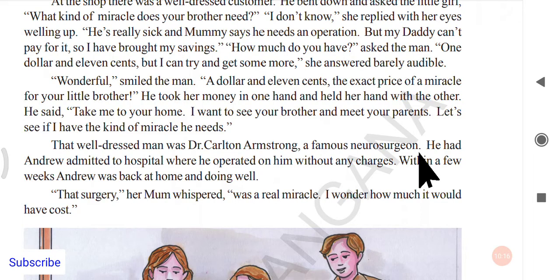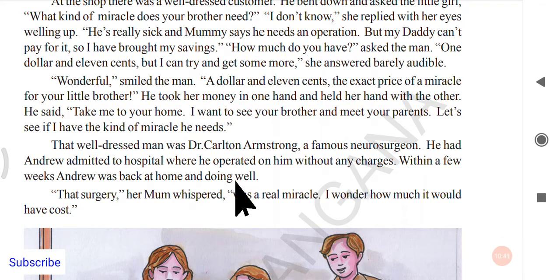See here, how lucky she was. Okay, so the doctor was speaking to her so far, and this little girl doesn't know he was a famous neurosurgeon. So he had Andrew admitted to the hospital where he operated on him without any charges. Within a few weeks, Andrew was back at home and doing well. See how lucky Tess was and how lucky Andrew was.